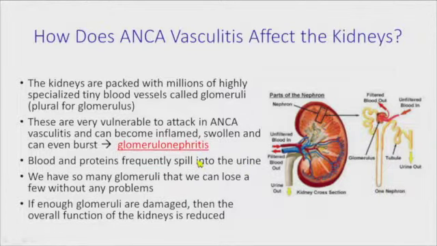What happens as a result is that the blood and proteins frequently spill into the urine. We have so many glomeruli, fortunately, that we can lose a few of them without having any major problems. But if enough glomeruli are damaged, then the overall function of the kidney is decreased. And this is why we are insisting throughout the conference that awareness of disease, early diagnosis, and prompt treatment is so crucial to avoid permanent damage.